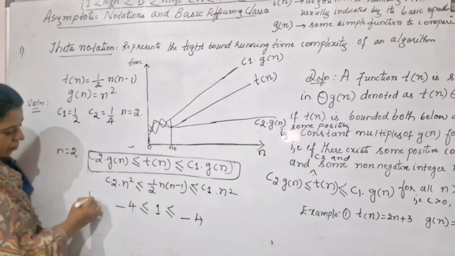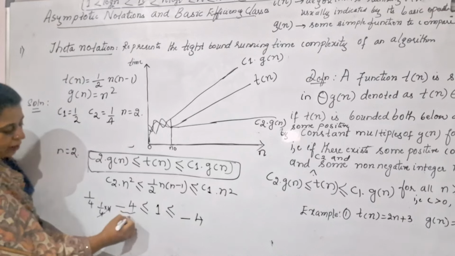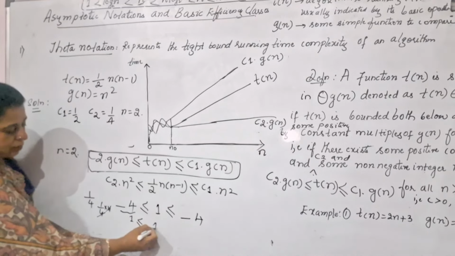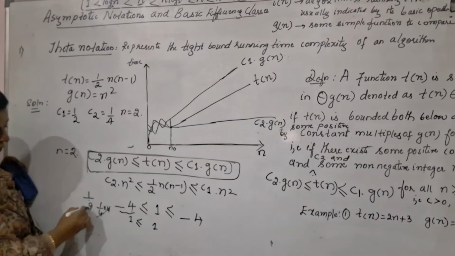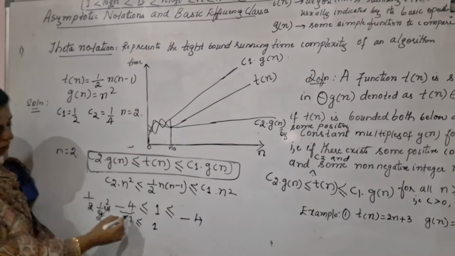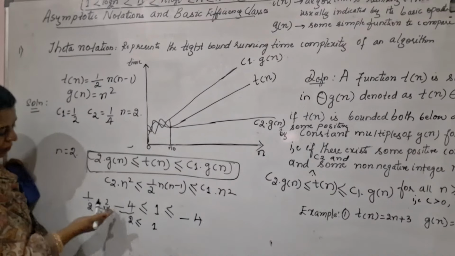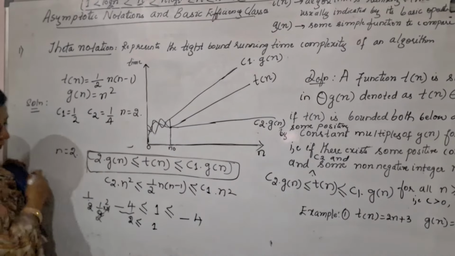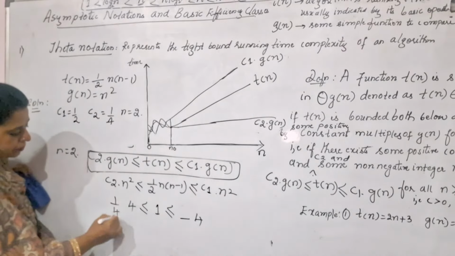So if you take 1 by 4 into 4, you will get 1. Then 1 is equal to 1, this is fine. And if we take 1 by 2, 1 by 2 into 4 will be 2, and 2 is not less than 1. So for us, the nearest number below 1 by 2 is 1 by 4 only. So we will take C2 as 1 by 4.